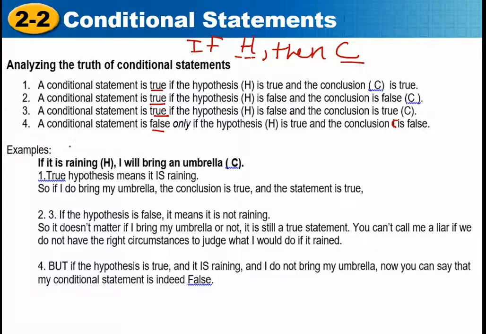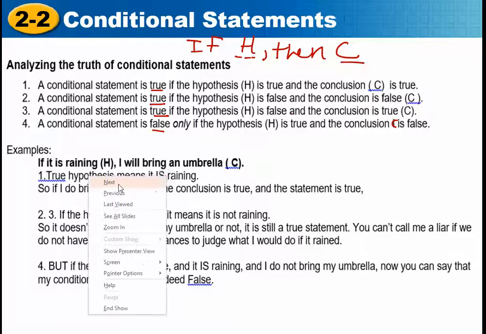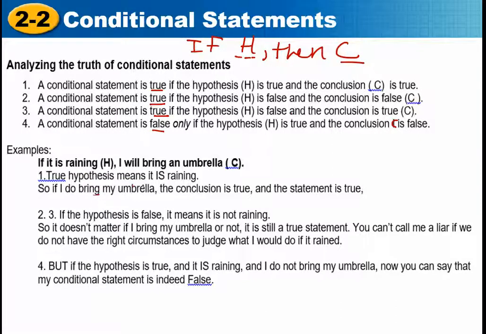Here's an example. If it is raining, that's my hypothesis, I will bring an umbrella. That's my conclusion. All right, example or possibility 1 is that a conditional statement is true if the hypothesis is true and the conclusion is true. So that means that a true hypothesis means it is raining, and a true conclusion would mean I do bring my umbrella. So if it is raining, I will bring my umbrella, and it was raining, yep, and I did bring my umbrella, yep, then we would have a true statement. Okay. Second instance that we could have.